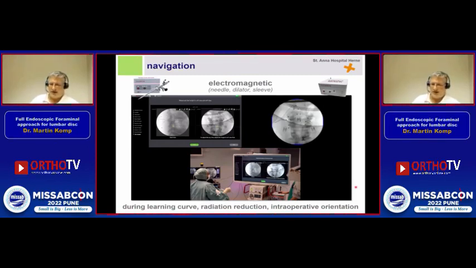And so I think every new thing should be tried, and every surgeon who starts with this technique has to make his own experience and has a new tool to work with, this electromagnetic navigation system.